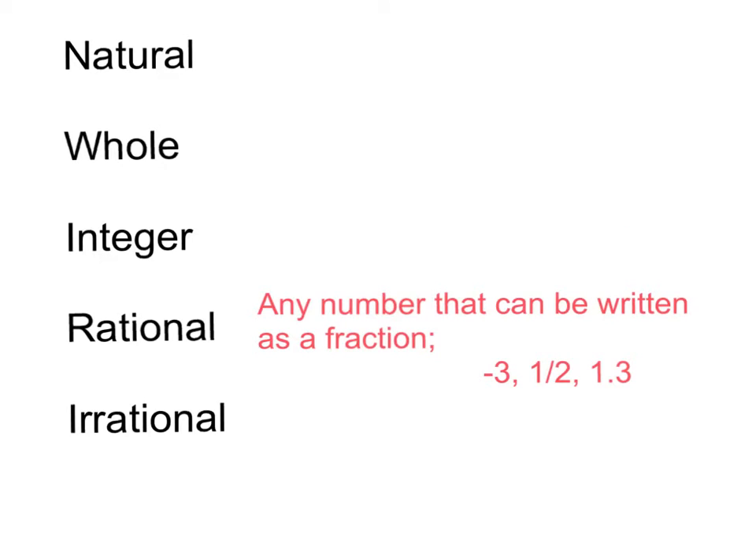Rational, any number that can be written as a fraction. Even if it doesn't end, it still can be written as a fraction. We're looking at numbers like -3, half, 1.3. You could have 1.777777 forever. All of those are rational numbers.